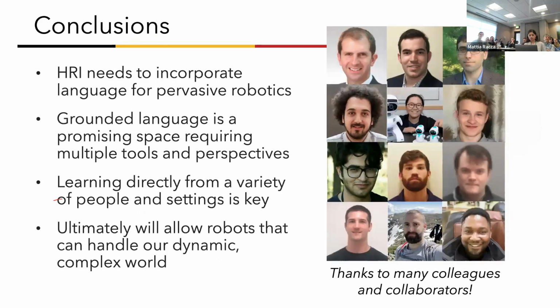So broadly, I claim that human-robot interaction and human-robot learning as a field needs to think seriously about how to incorporate interpersonal communication, human communication, to make real pervasive robotics a reality. And I think that language is a key component of that, particularly grounded language that's happening in a space where people can use a variety of sensors and interaction mechanisms to interact with people. And ultimately, the goal is to build robots that can learn to handle our complex world from end users.